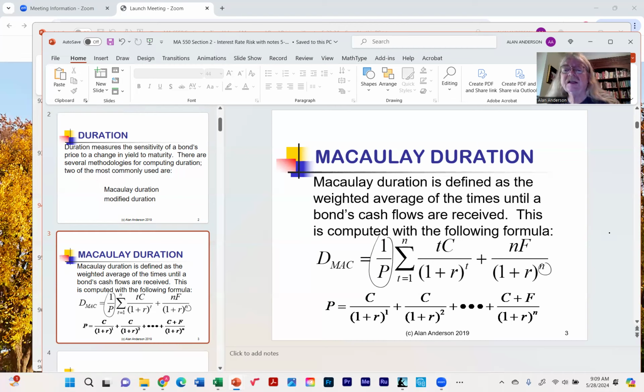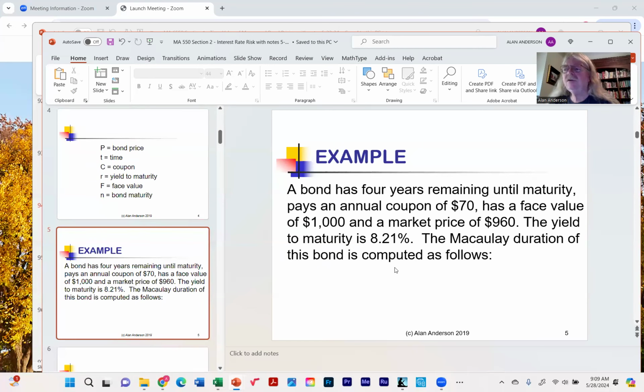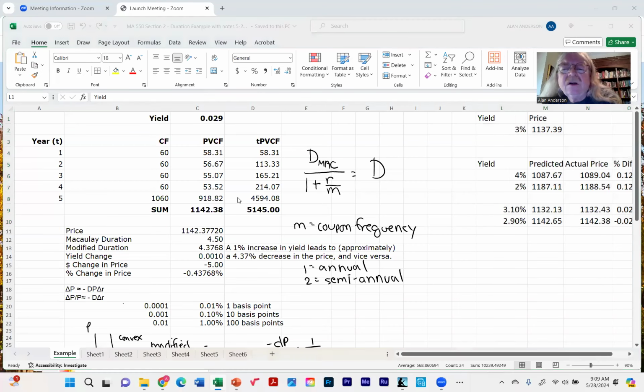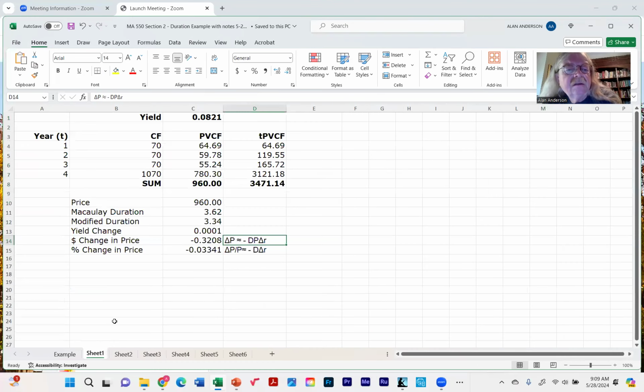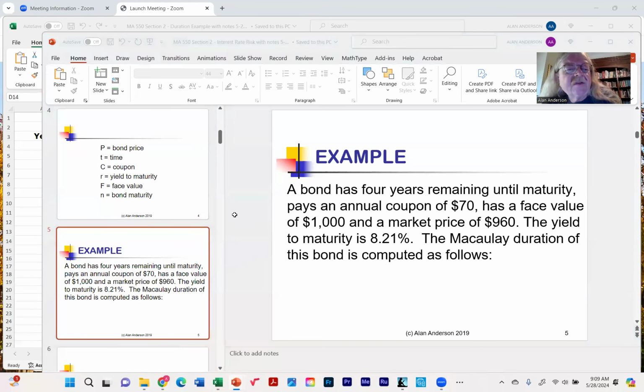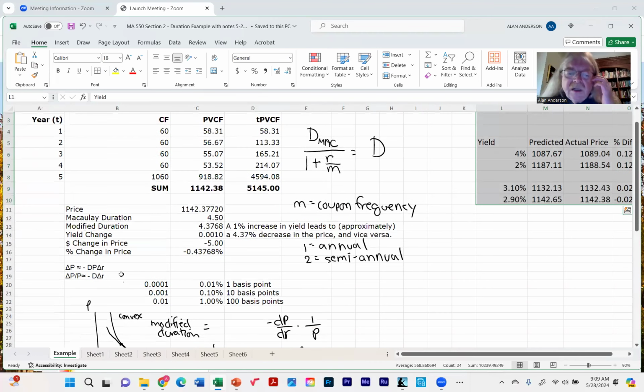Now, the beauty of this is that it's so easy to calculate in Excel, but the interpretation of it is a little bit tricky. That's why we usually use the modified duration instead. It's really all about the interpretation. So, for example, let's see how we could do this in Excel. I've already got a spreadsheet set up for this. What you're going to see here is, let's see, oh, I guess I must have put this on sheet number 1. Okay.